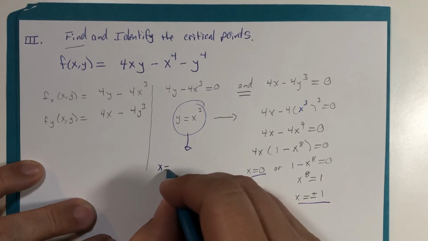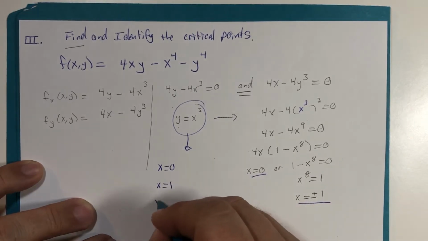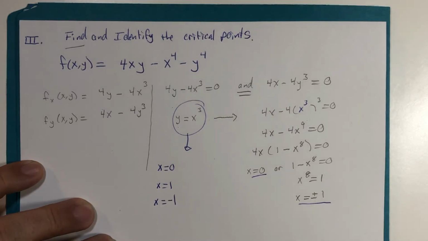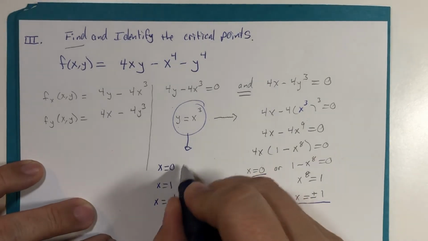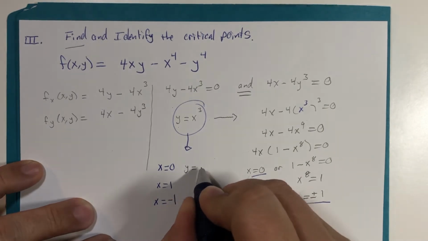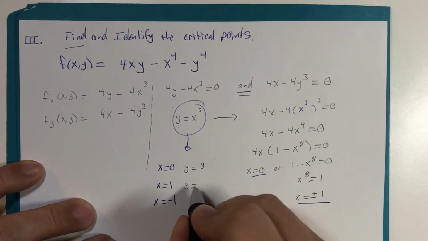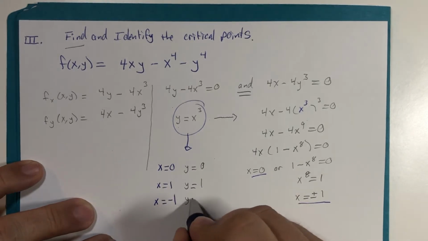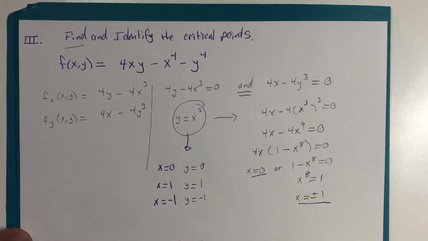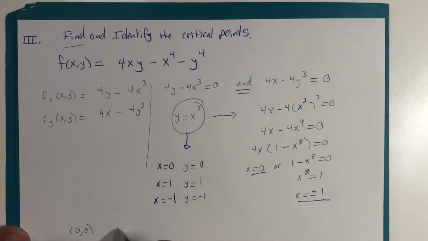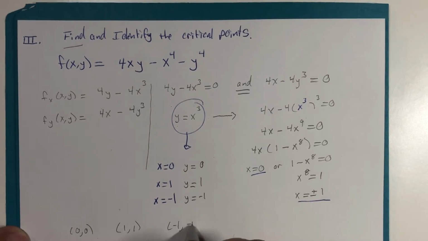So if we know what x equals, then we can find the y value that goes with each one. So you cube the x value, and it turns out the y is 0 in this case. 1 cubed is 1, negative 1 cubed is negative 1. And so our three sets of critical points are not too bad. 0, 0, 1, 1, and negative 1, negative 1. These are our three critical points.